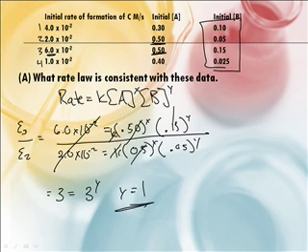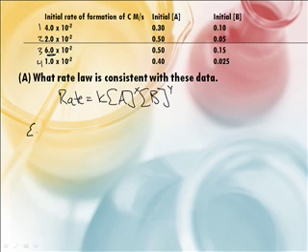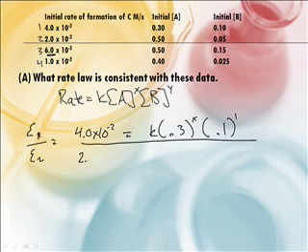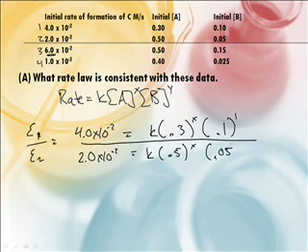All right, so we're going to do E3. No, we just did 3 and 2. Let's do 1 and 2. E2 divided by E1, right? Nope, E1 divided by E2. Here we go. So this would be 4.0 times 10 to the minus 2 equal to k times 0.3 to the x times 0.1 to the 1, and this will be 2.0 times 10 to the minus 2 equal to k times 0.5 to the x times 0.05 to the 1.